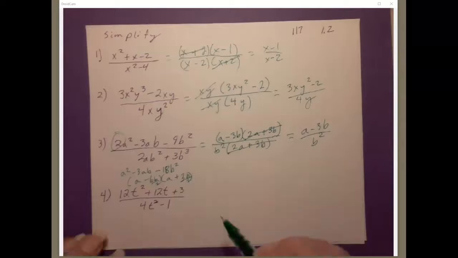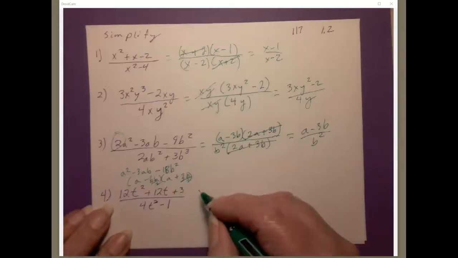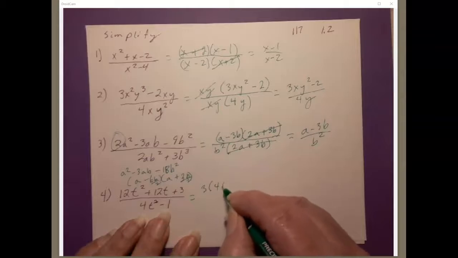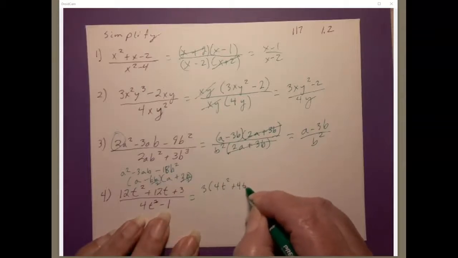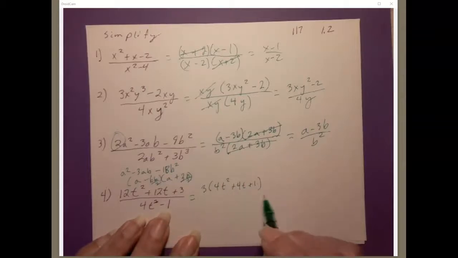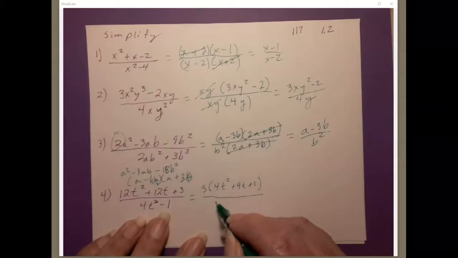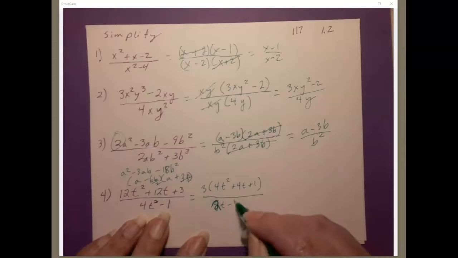The last one here, I can see there's a 3 that factors out first, so let me do that. 3, and I'm left with 4t squared plus 4t plus 1. And that matches one of my perfect squares. This is a perfect square, that's a perfect square, and the middle term is 2 times a times b. And the bottom factors as 4t squared minus 1, which is a difference of squares, 2t minus 1 and 2t plus 1.